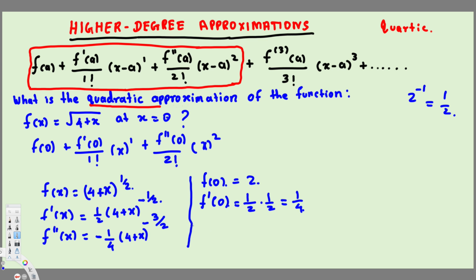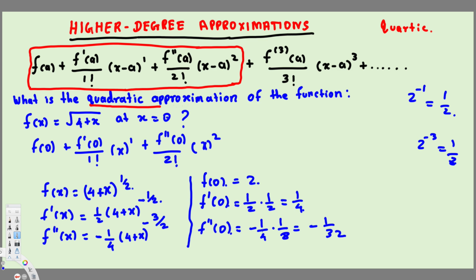Now for the second derivative, if you apply 0 for x, this is going to be 4 again. The 2 squared cancels, leaving 2 power negative 3. 2 power negative 3 is the same as 1 over 8. So we can put 1 over 8 times negative 1 over 4. Negative 1 over 4 times 1 over 8 is going to give us negative 1 over 32. So these are our three values.